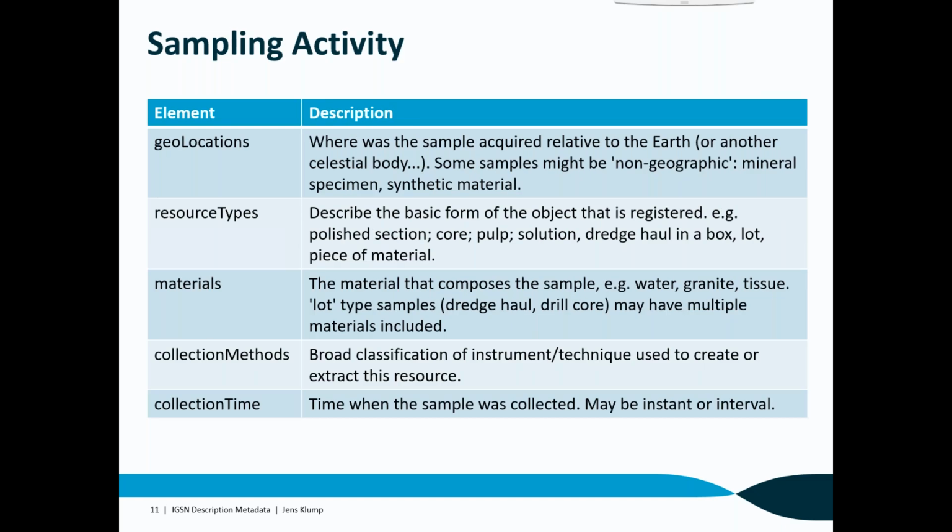Then we have some things about the sampling activity, which is the location, the description of what this sample looks like. Is it a polished section, piece of core, rock pulp, a solution, dredge haul, whatever. It can also be a collection, a so-called lot, or others.